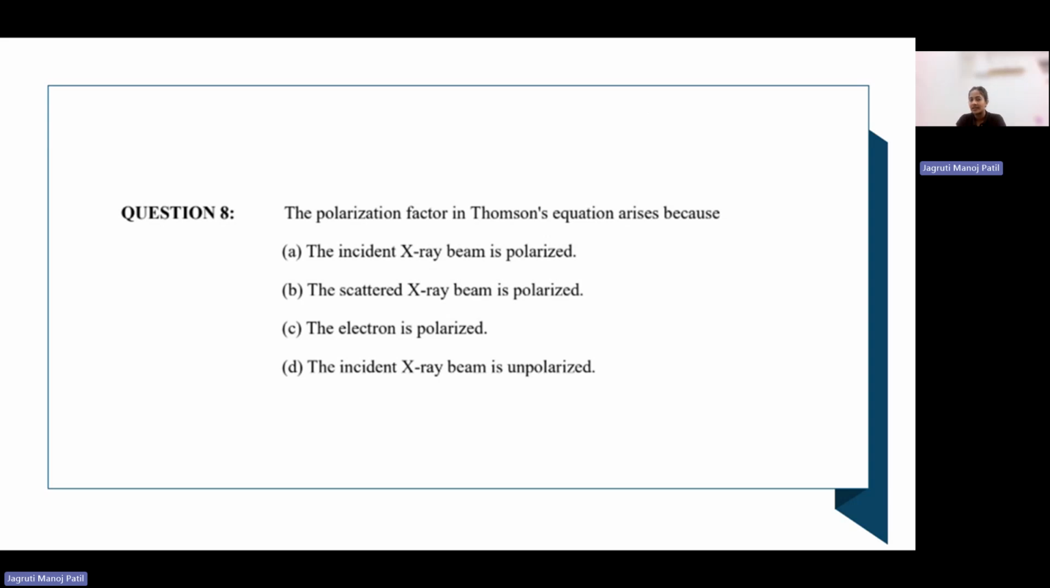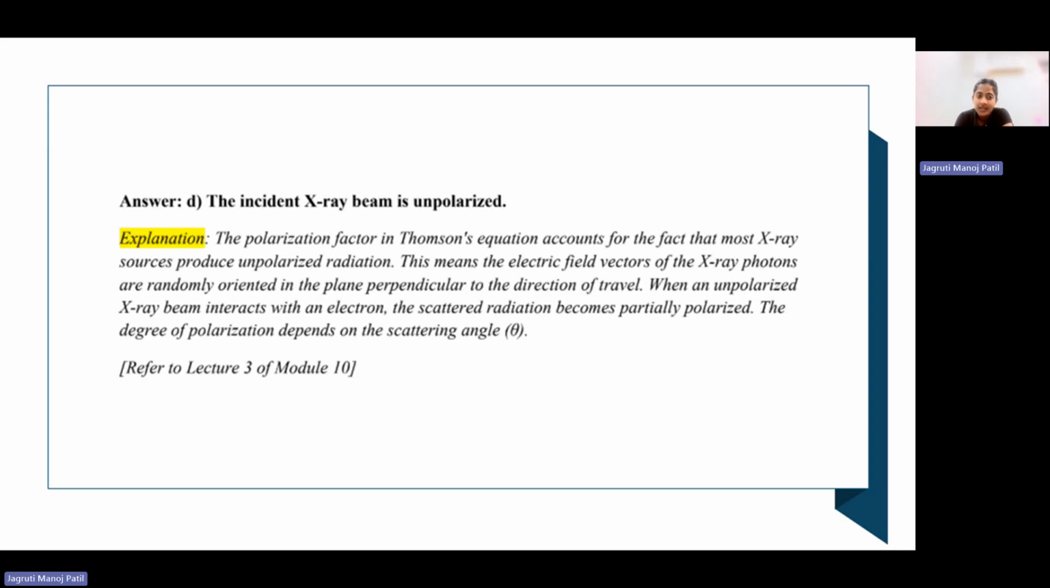Does it arise because the incident beam is polarized, or the scattered beam is polarized, or the incident beam is unpolarized, or the electrons are polarized? What's being polarized and what does the factor actually represent? Everything is unpolarized, right? It does not have any one tendency to go here or there, because most X-ray sources produce unpolarized radiation.